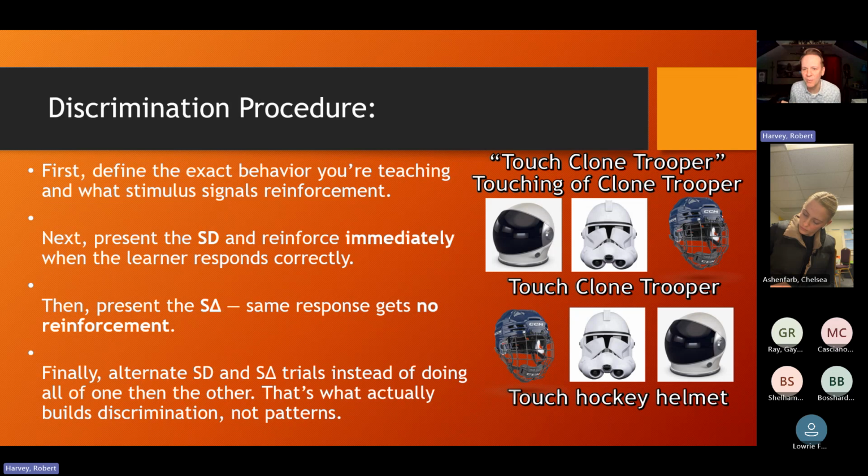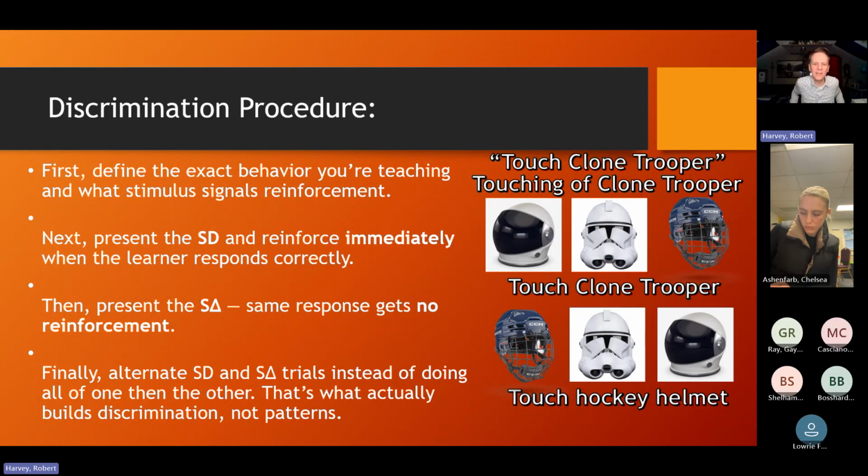I touched the clone trooper helmet, but the discriminative stimulus was "touch hockey helmet," right? So in this case, we're teaching that doing the same thing that we did the last time with a different prompt is not correct. So you're teaching examples where touching the clone trooper is correct, and you're teaching examples where touching the clone trooper helmet is not correct.